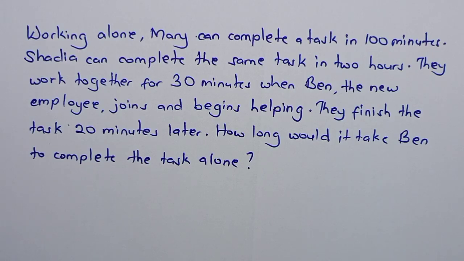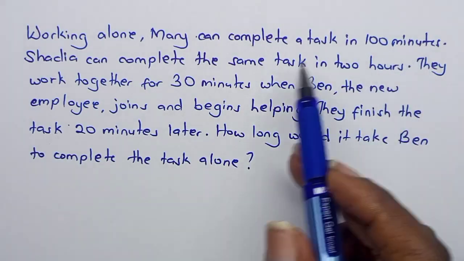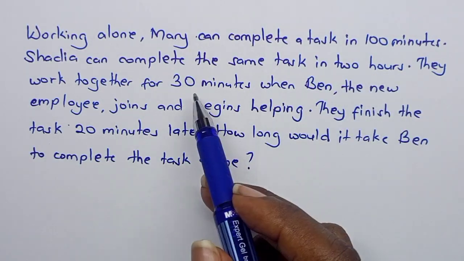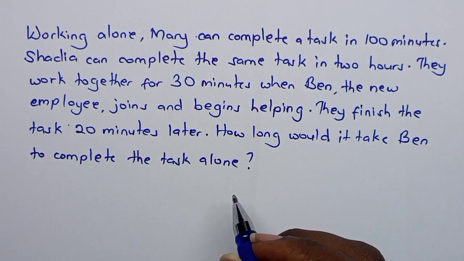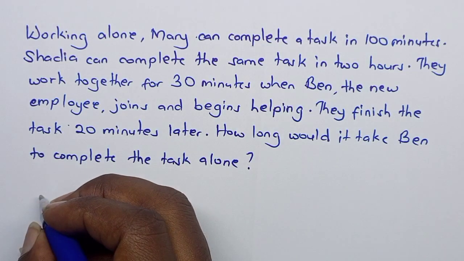So now let's start by converting their times to unit rates, making sure to convert the hours to minutes so that the units are matching, because here we were told 100 minutes and then here we are seeing 2 hours, 30 minutes, 20 minutes. So let's convert these times to 1 unit. Let us use minutes.